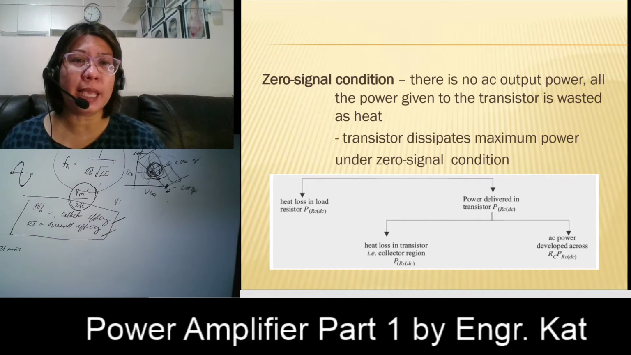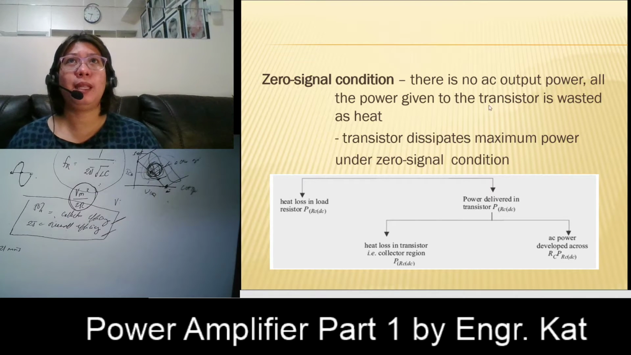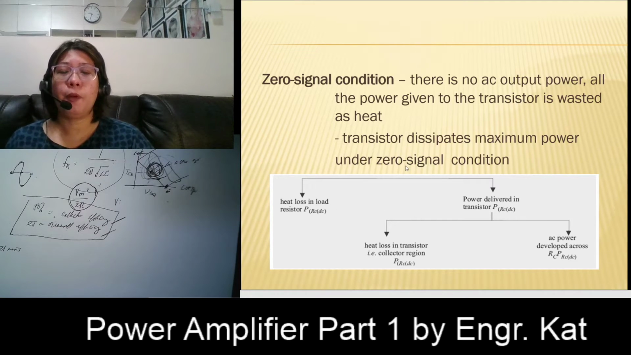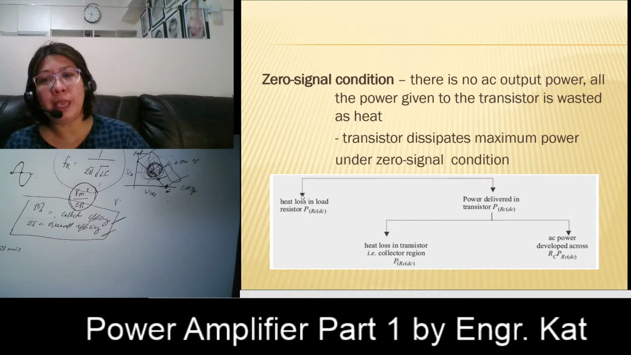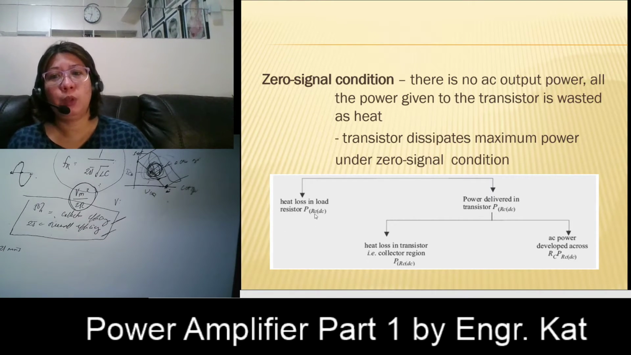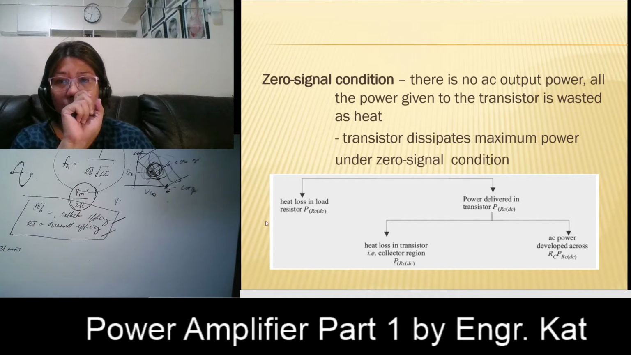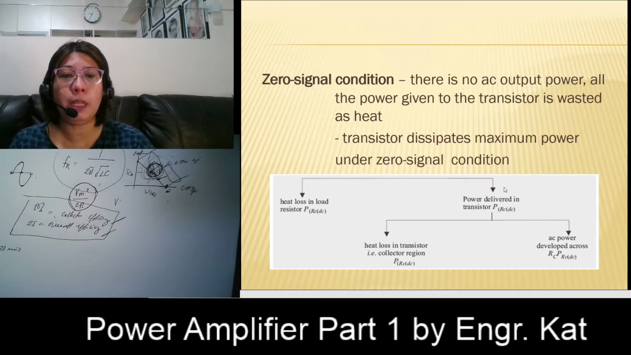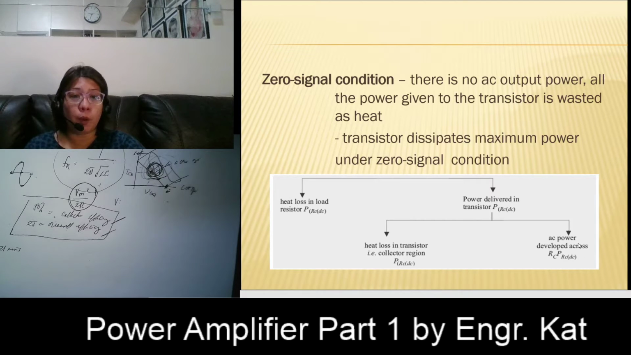To summarize, let us say we have a total power. Let us take the maximum value theoretically. Say from the total of 100% input DC power, 50% will be heat loss and go to the load resistor as heat. The remaining 50% will be delivered to the transistor. Only 25% will be developed as the AC power delivered across your load, and the other 25% will again be a heat loss in the transistor collector region itself.